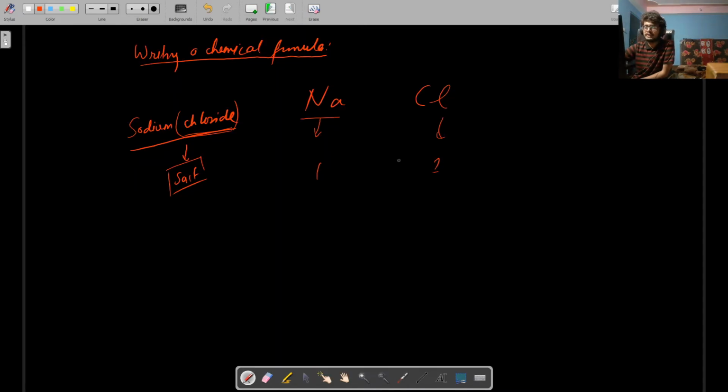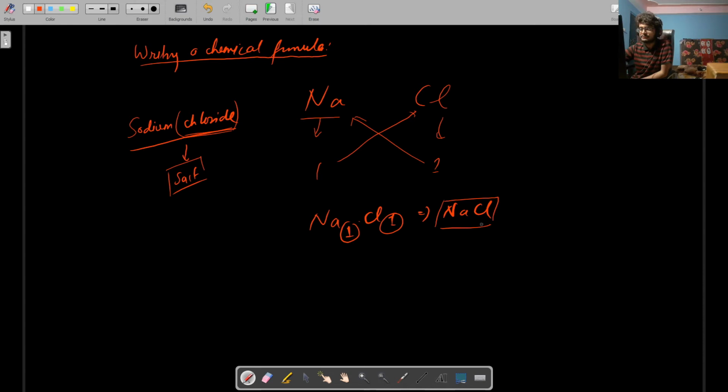So now you don't need to consider plus and minus. What you do is you just crisscross it. Give this number to sodium, give this number to chlorine. So Na gets 1, chlorine also gets 1. So you can easily write it as NaCl only. You don't need to write 1 and 1. Anything above 1 you have to write. So this is how you write sodium chloride: Na sodium, Cl chloride.